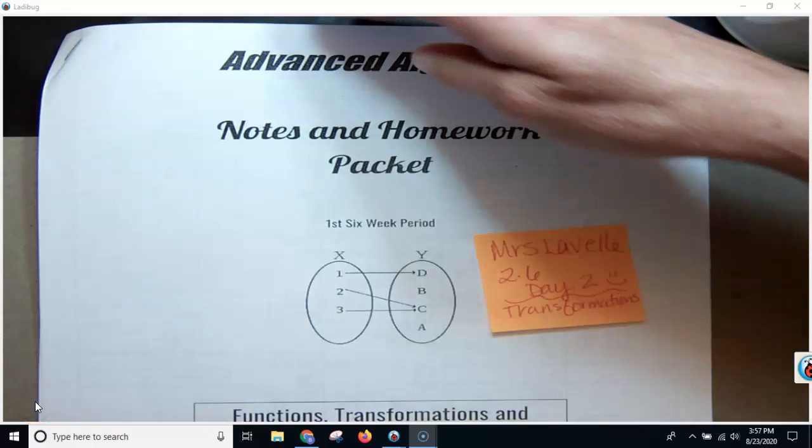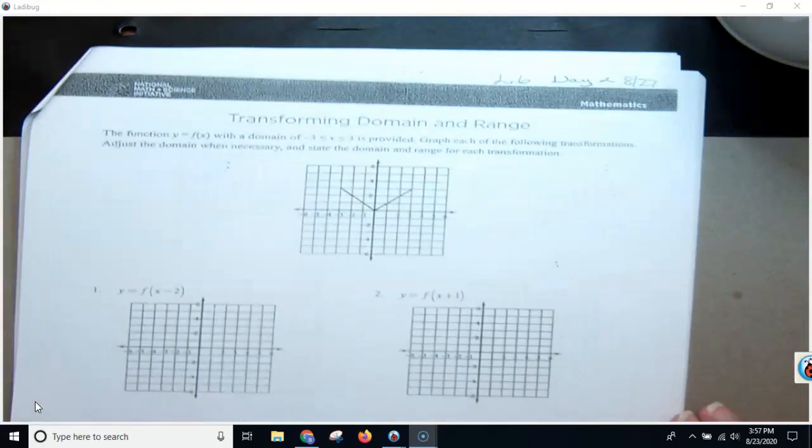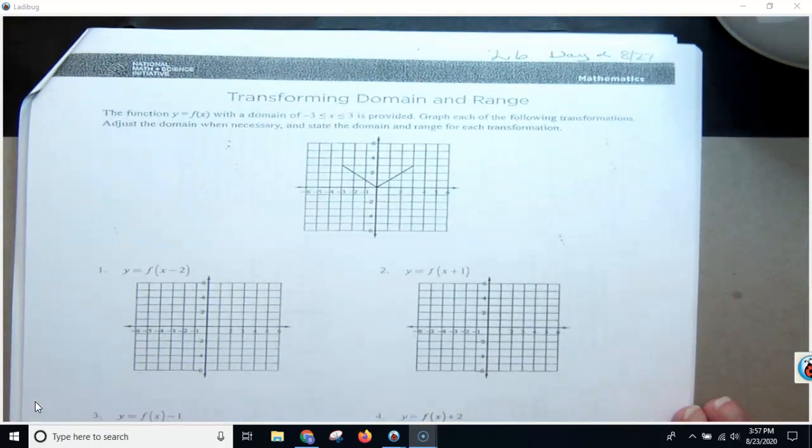All right, welcome back, guys. We're at day 2. We are going to work on this page right here. So open up your packet to this page or have your printed copy of this.